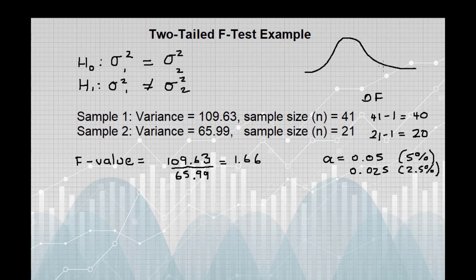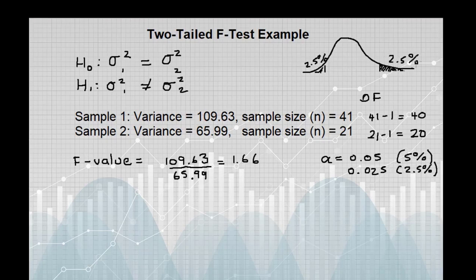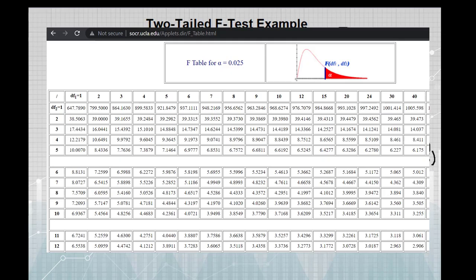So half my alpha level is going to be here, and half is going to be there. So half of 5% is 2.5% in each tail. I've got 2.5%. And as a decimal, that's 0.025. Next, I can use this information to look up a value in the F table.